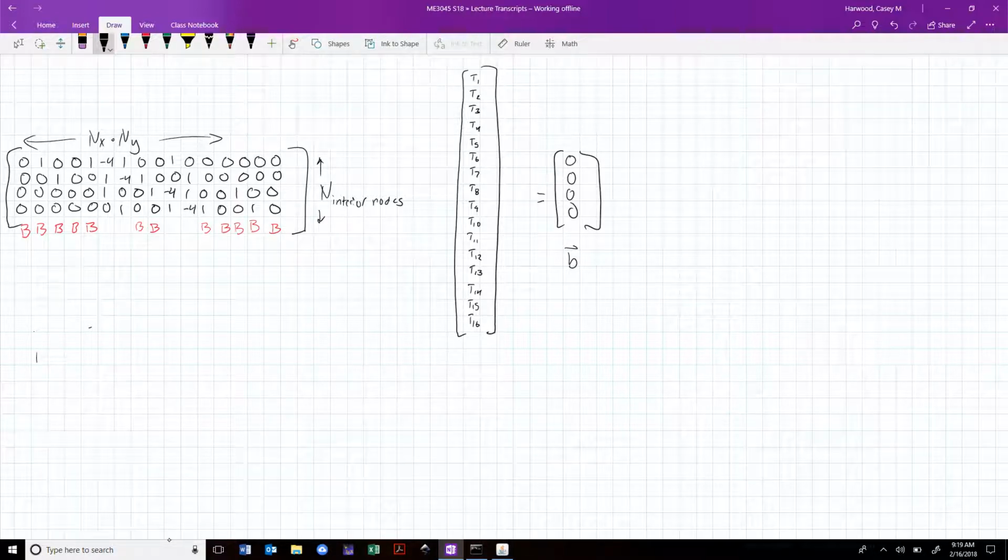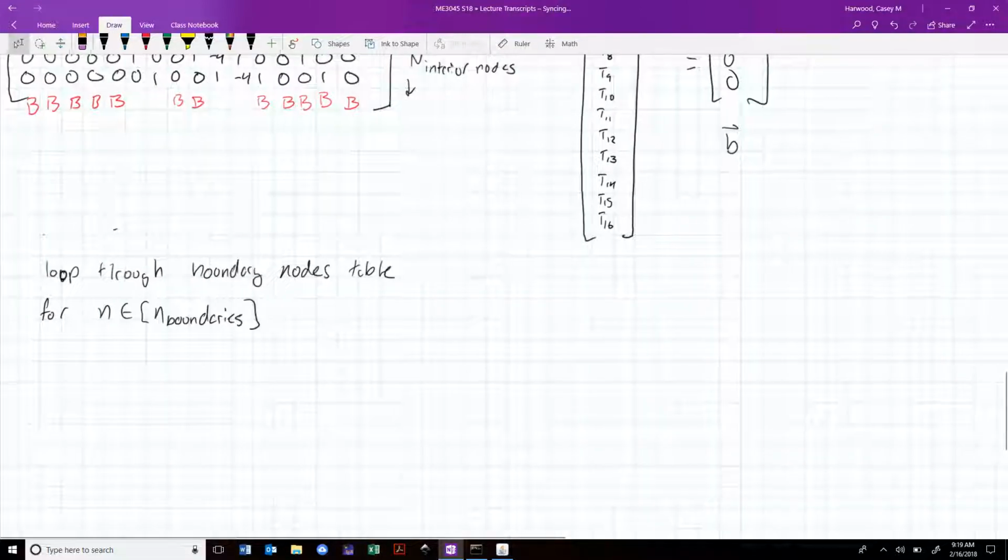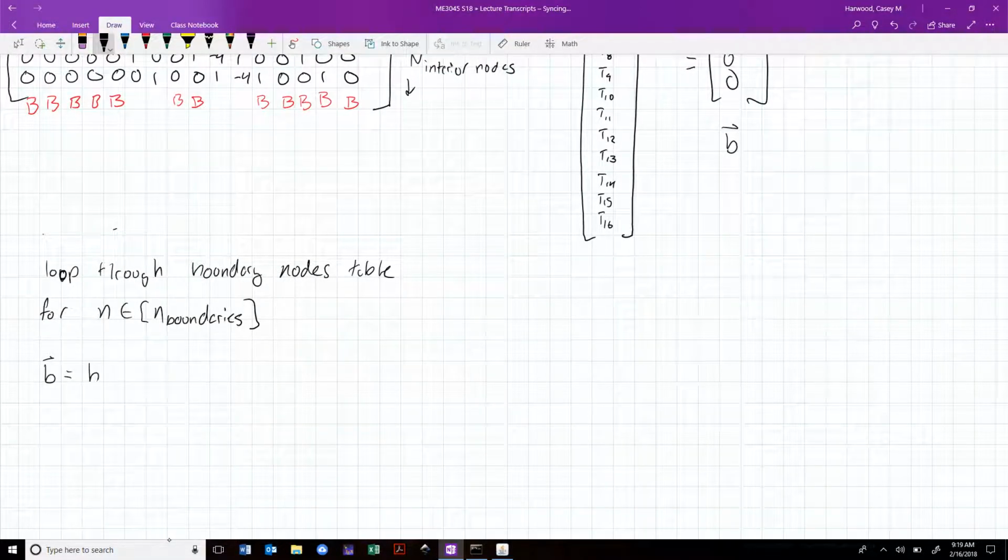We're going to loop through our boundary nodes table. So for all n that are inside that, n on the boundaries, we're going to say then that B is equal to B minus that corresponding column of A for n times that temperature of n.